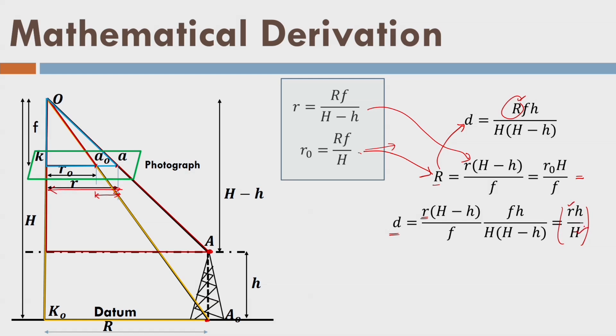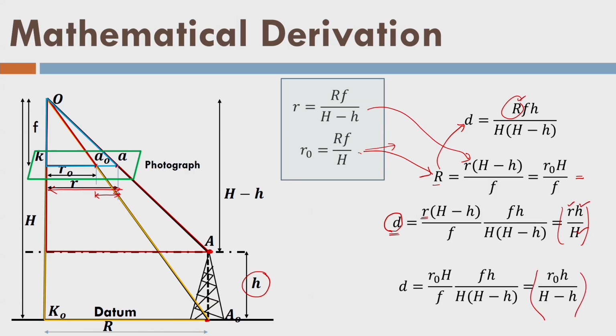Similarly, I know the flying height, and assume that I know the height of the point, that is the height of the tower above the ground surface. I can find out what is the shift in the image of the point. Similarly, I can also put this expression in this equation. If you put this expression in this R, you will get this expression.